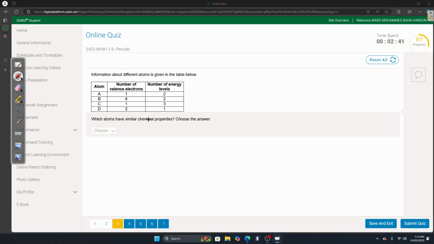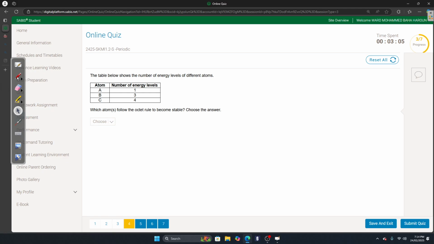Now, if you want to find the similar chemical properties, you look at the number of valence electrons, and then you see which one is similar. 1 and 6 and 1 and 2. 1 and 1 are similar, so it's A and C. But this is only for the number of valence electrons, not for this. Don't think it's A and B.